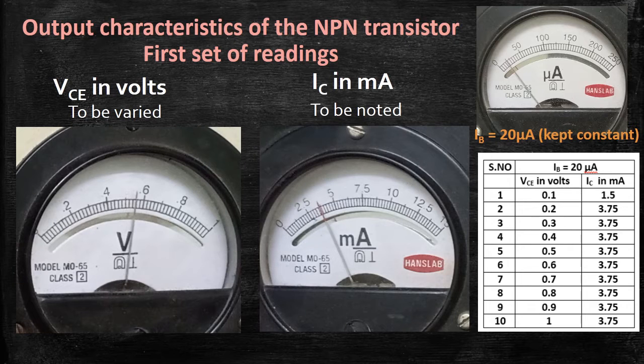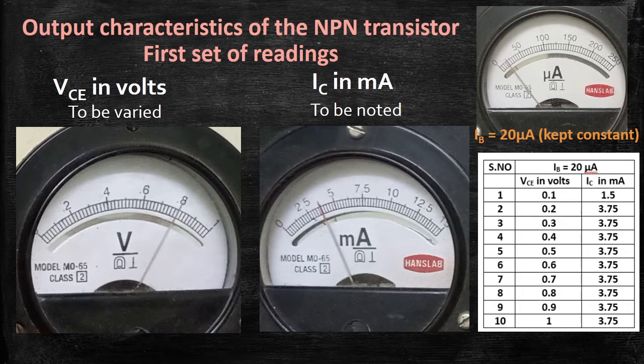Now it is increased from 0.5 to 0.6. No change in the IC value. Again it shows 3.75. It shows that the transistor has attained the saturation region. Now the value is changed from 0.6 to 0.7. The value of IC is 3.75. Note down the reading. Now the value of VCE is increased from 0.7 to 0.8. Note down the reading in IC, no change. Again it shows 3.75.